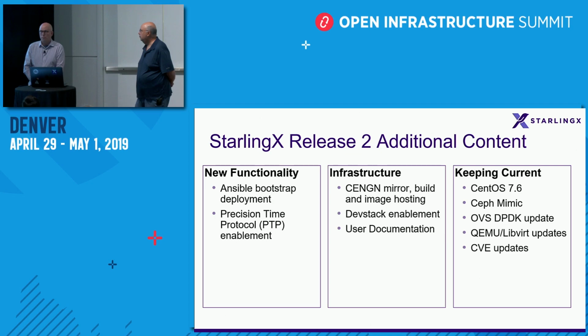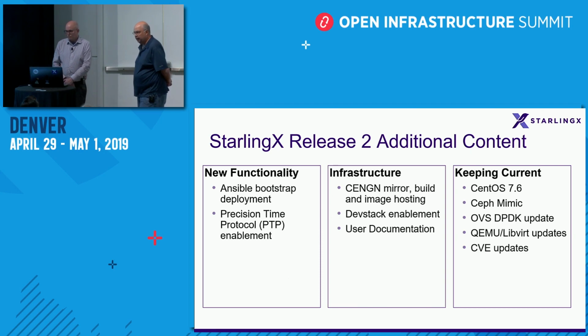Infrastructure: we have introduced a build mirror, build and image hosting with a partner in Canada called Sengen. We've enabled DevStack to improve our unit test framework, as well as user documentation. The user documentation is very much a work in progress, and if you click on it, you might find a link to a storyboard entry that says, please help us write this document. So very much still work in progress.